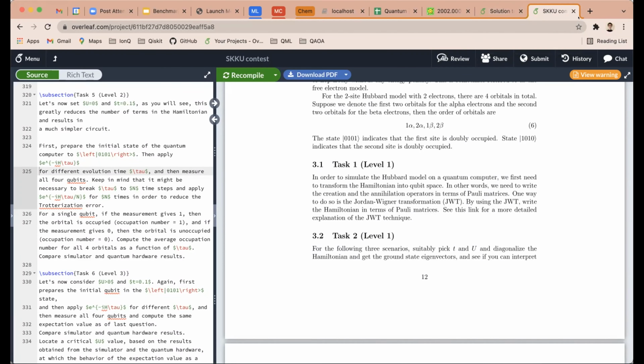And the only thing you need is this mapping from the creation and annihilation operators to Pauli matrices. Mapping of creation and annihilation operators, yeah. Could you say again the latter part? A map from creation and annihilation operators to Pauli matrices. I see.